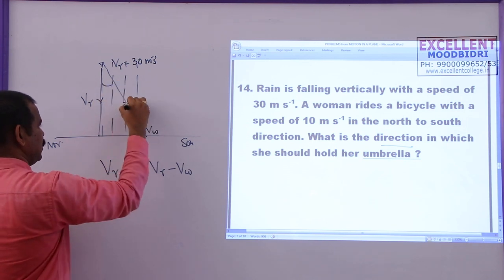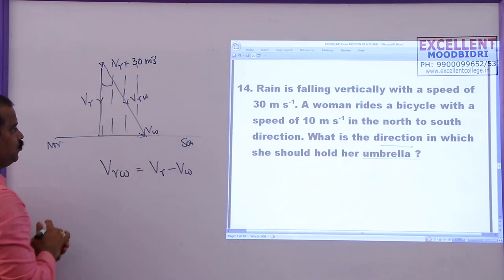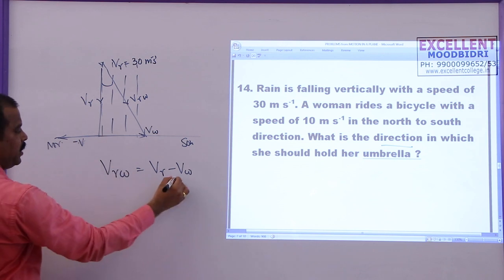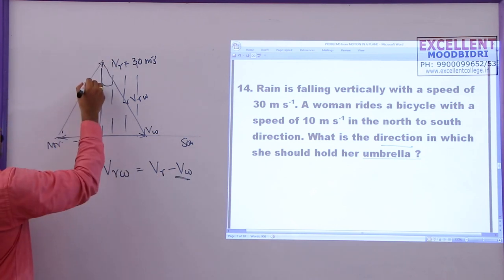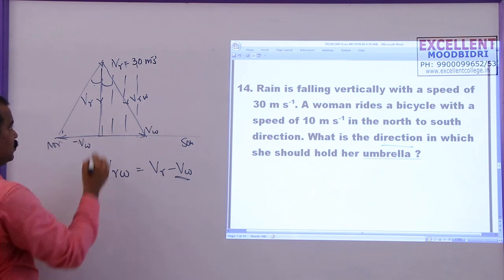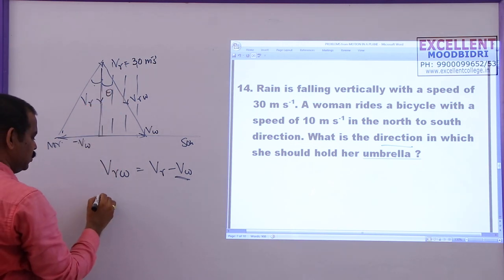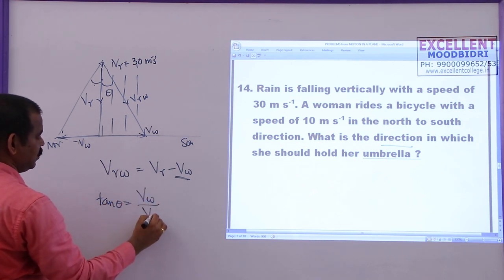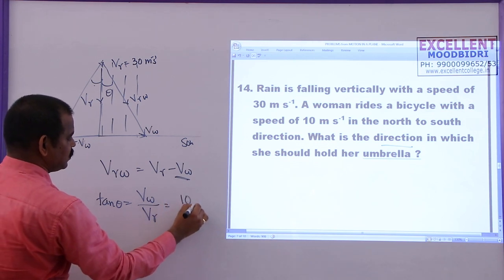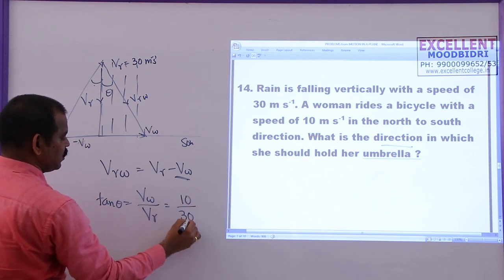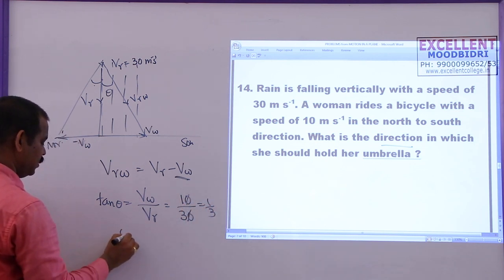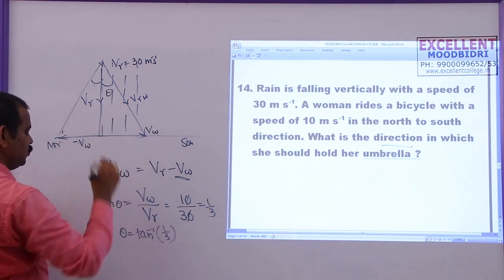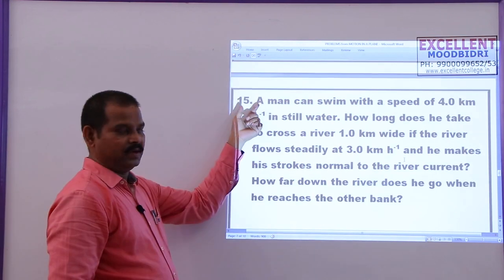So now if you consider this one, this is the velocity of rain with respect to woman. Even if you take this one, minus VW, because this is minus the velocity of woman, and this is the angle at which you have to hold the umbrella, both are same. So this theta we need to find out. So what is tan theta? That is the opposite side VW by VR. Woman's velocity is 10 and rain is 30. So this will be 1 by 3. So theta will be tan inverse of 1 by 3.